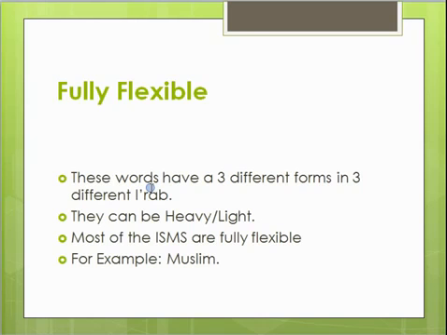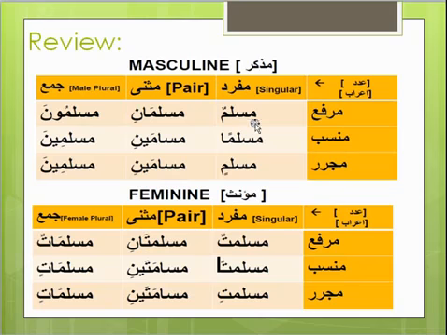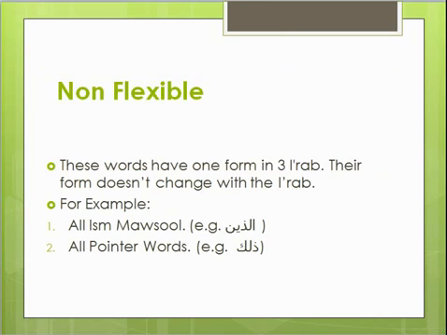Most of the isms are fully flexible. For example, the Muslim word itself. So you might be confused about what it means that there are three different forms in three i'rab. Look at this: Muslimu, Muslima, Muslimi. Three different forms. One is u, another is a, and another is i. So it's different, right? That is what you call fully flexible. That's it, nothing else. I know it's very easy, but that's all.